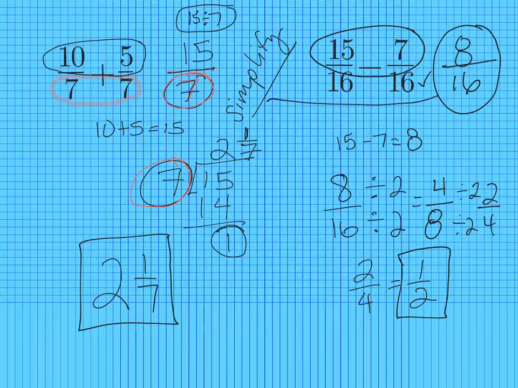Now you could have seen that from the beginning. You could have gone back, let me erase this bit, from the beginning, and you could have said, well, I see right away that I could divide them both by 8. 8 divided by 8 is 1. 16 divided by 8 is 2. So even if you take the shortcut or the long way, you're going to end up with the same answer.